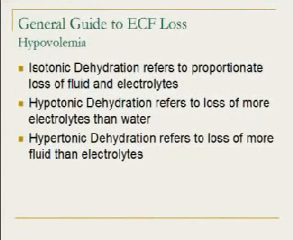Isotonic dehydration refers to proportionate loss of fluid and electrolytes. In other words, an equal amount of fluid is lost from the intracellular and the extracellular fluid spaces. Isotonic, proportionate fluid loss. Hypotonic dehydration refers to the loss of more electrolytes than water itself. And then hypertonic dehydration refers to the loss of more fluid than electrolytes, resulting in a hypertonic solution.